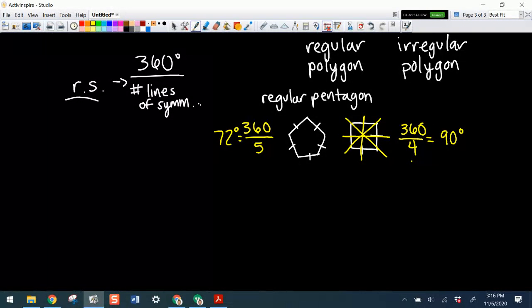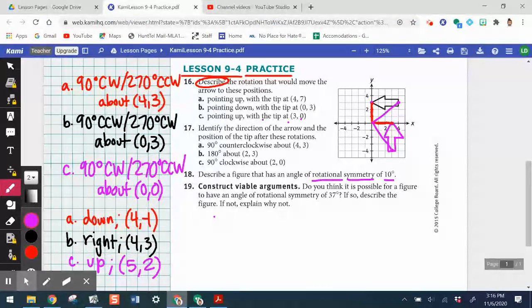So its degree of rotational symmetry, or the angle of rotational symmetry, would be 72 degrees. I could rotate it every 72 degrees, and it would appear to map onto itself. So let's look back at what we're trying to figure out with item 18. It says, describe a figure that has an angle of rotational symmetry that is 10 degrees.